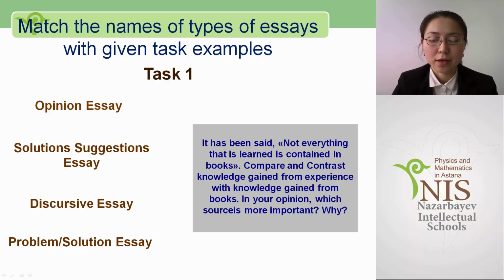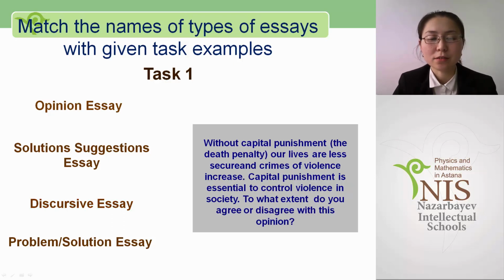Very good. Okay, so this is a discursive essay. Why is it discursive? Because you are asked to compare and contrast, and you are also asked to write your opinion. In your opinion, which source is more important and why? Very good. And this is the easiest one. This is an opinion essay because they ask you to what extent do you agree or disagree with this opinion. So you should write your own opinion.